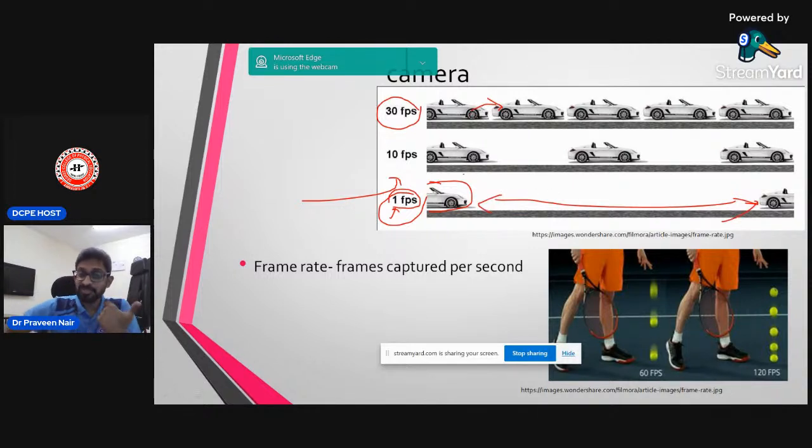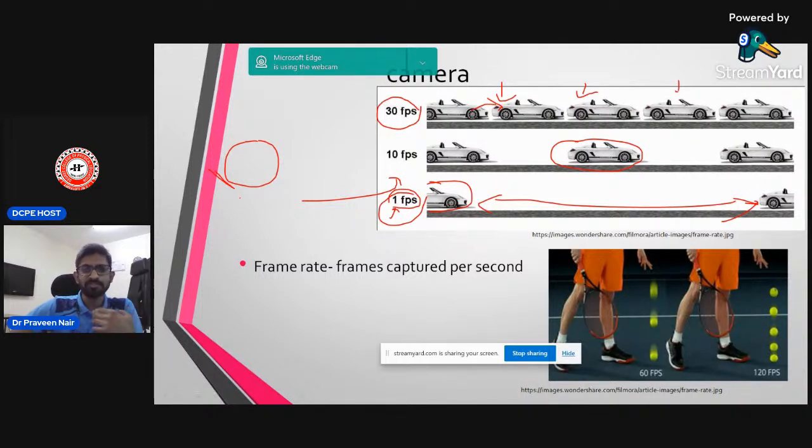Now you further increase the frame rate. You will see some information has appeared because you have increased the frame rate. And if you increase the frame rate further, you will find the image of the car at each instant of time. It is similar to, for example, if I'm kicking a football, suppose this is a football. Now I want to analyze the kick, especially what my foot is doing to the football.